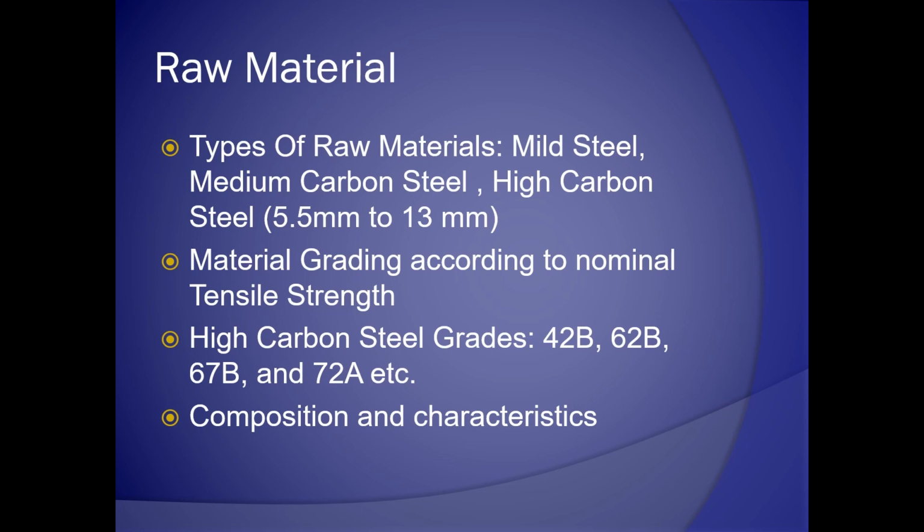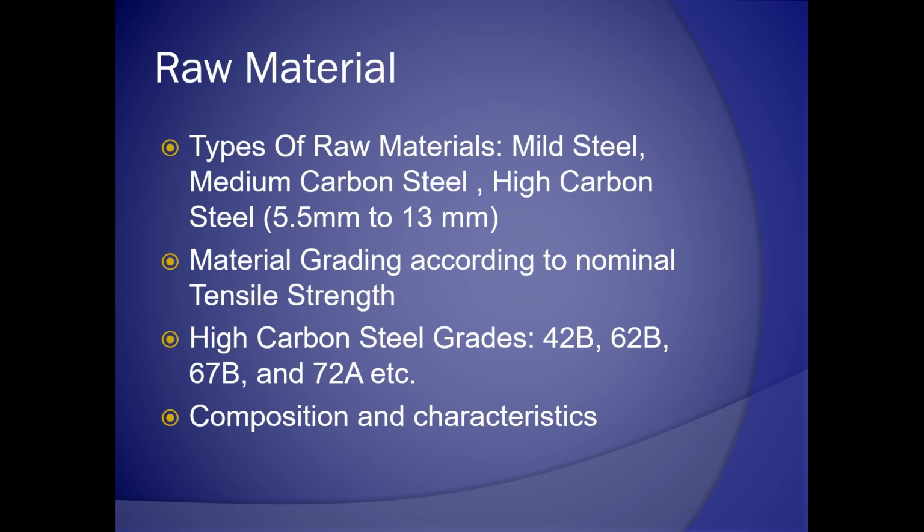These materials are graded according to their nominal tensile strength, with high carbon steel grades like 4-2B, 6-2B, 6-7B, and 7-2A being common. Material testing follows, involving tensile, elongation, bending, and torsion tests to ensure the wire's strength, ductility, flexibility, and resistance to twisting. Material characteristics.